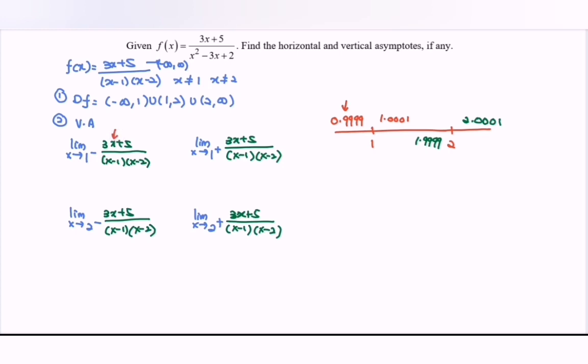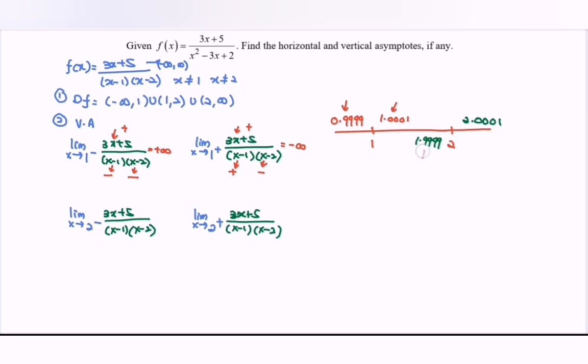If we focus on this part, we will have a positive value. If we focus on this part, we will have a negative value, and this part a negative value as well. So based on the situation, we have positive infinity as x approaches 1 from the left. Next, focus on 1.0001. In the first two parts we will have a positive, and in this part a negative. So as a conclusion, negative infinity as x approaches 1 from the right.